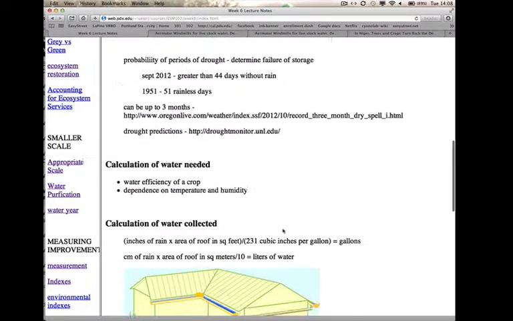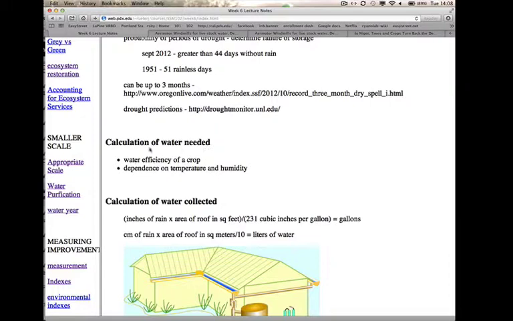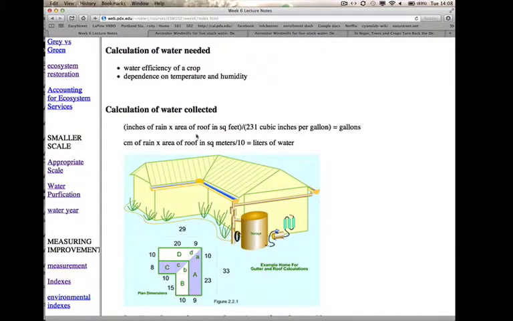So the way you would calculate that is, how much water do you need? Well, there's the water efficiency of the crop, like we saw last week, and the dependence on temperature and humidity. I'm going to come back to that in just a second. And you would calculate how much water you could collect: here's the area of your roof, and here's how much storage you have. So you would calculate how much water you need for your crop per day, per square meter of your garden. Then here's how much water you could collect, and you'd figure out how big a tank you needed and how much water you would be able to store.